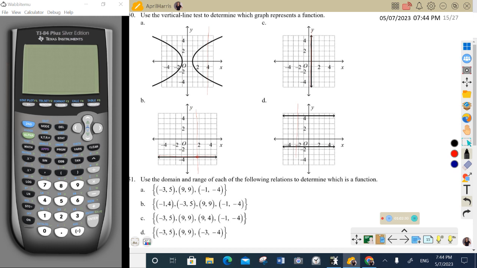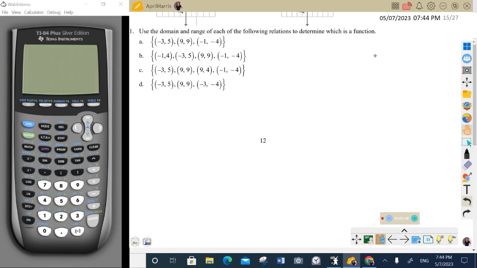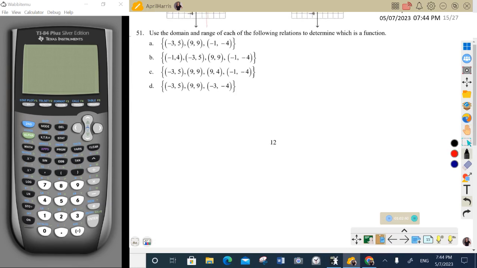All right, 51. Let me slide it up. 51 wants you to use domain and range to determine which is a function. Now, I don't know if y'all remember this, but x's are girls, y's are guys.